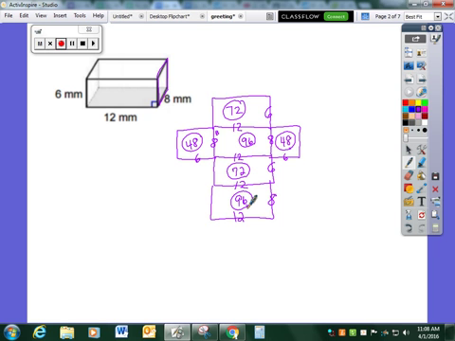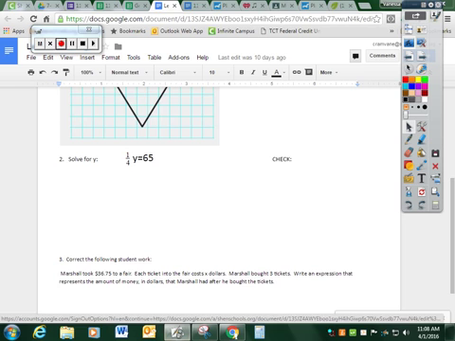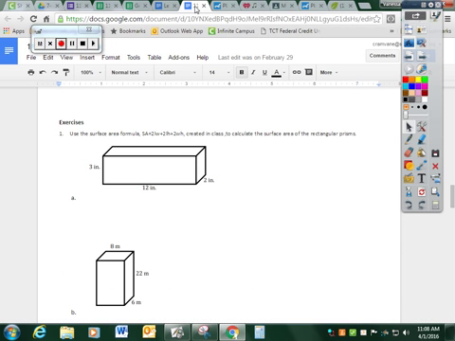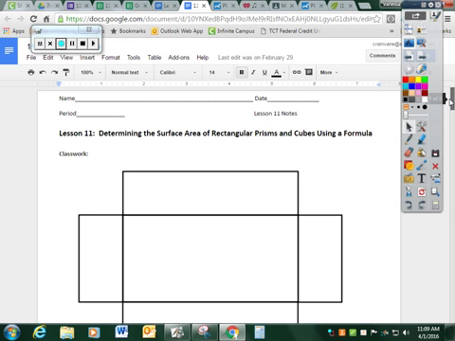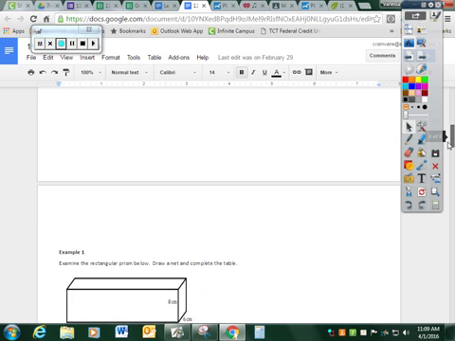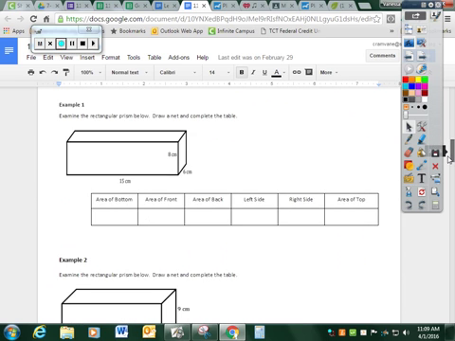Now I'm going to go over the notes that are going to help you understand that more. We'll practice that more today. If I were there, I would ask somebody to read the title of today's lesson, but I'm not here. So the lesson title, today we're doing lesson 11, determining the surface area of rectangular prisms and cubes using a formula. I'm going to ask that you skip the first page and go right to example 1.